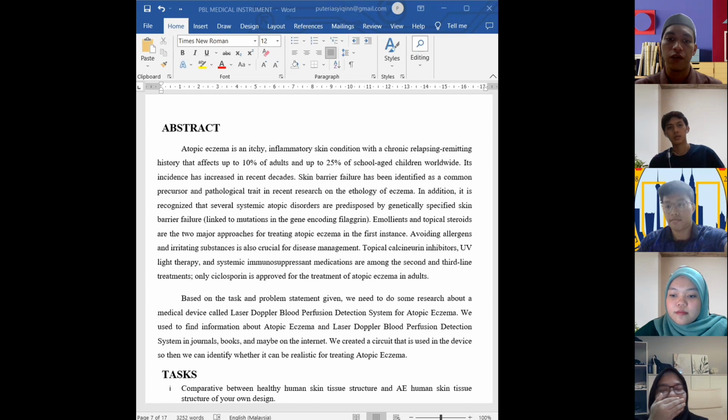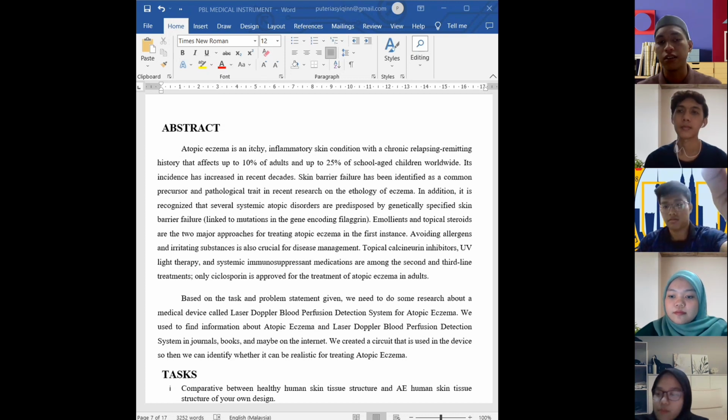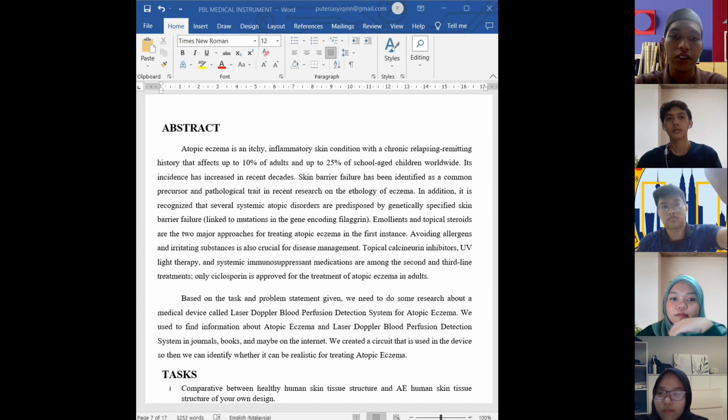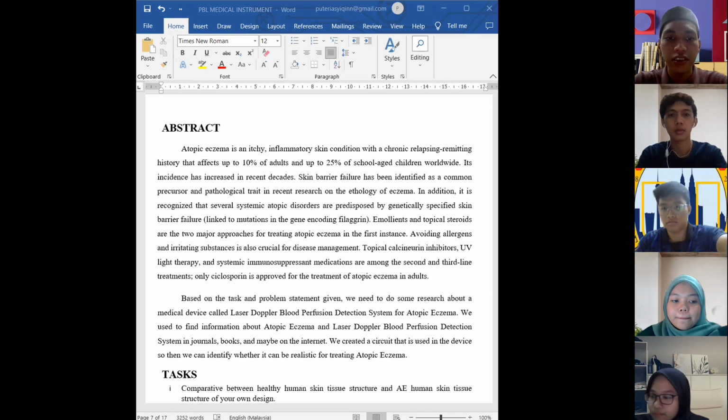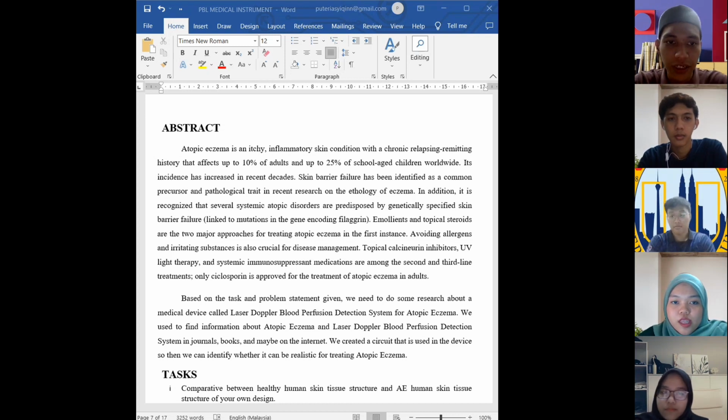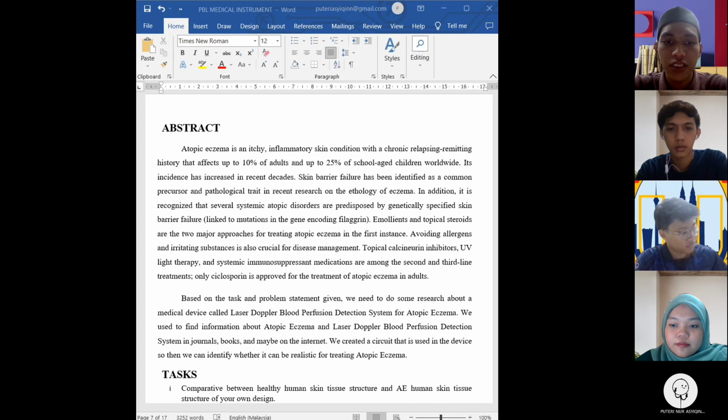Okay, first for my part, I will explain about the disease in the problem statement that I have been given in the assignment. The disease given is atopic eczema. It is an inflammatory skin condition with a chronic relapsing-remitting history that affects up to 10% of adults and up to 25% of school-age children worldwide. Its incidence has increased in recent decades.